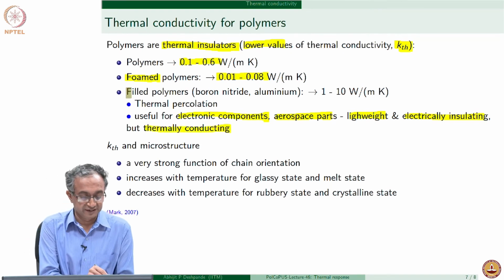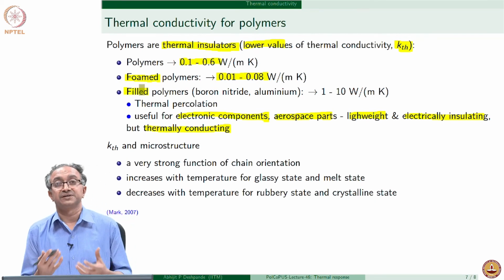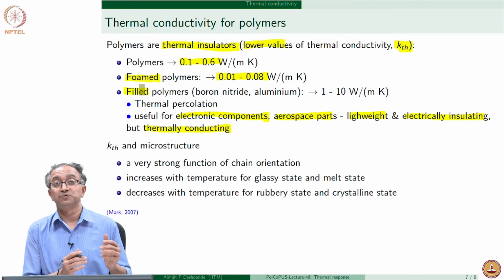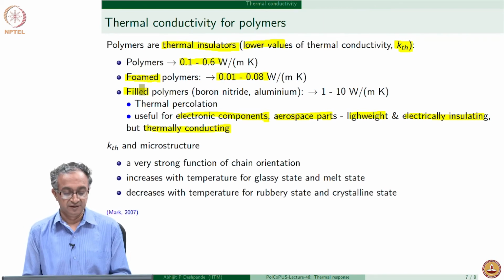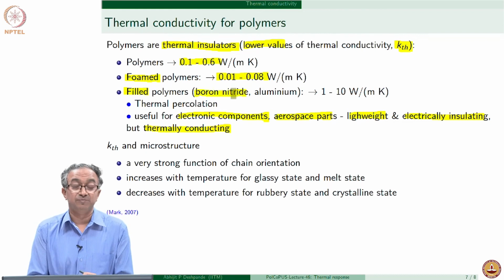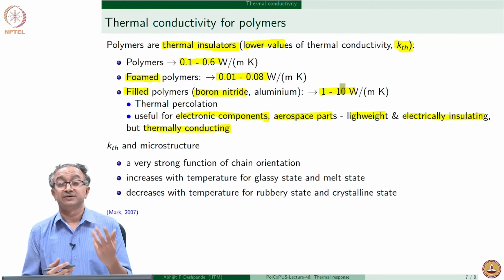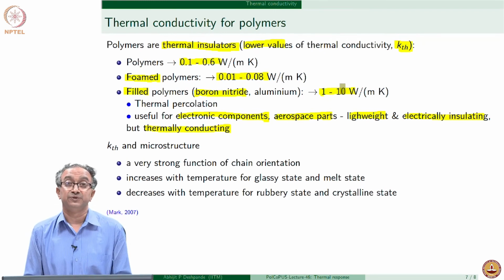So, for such materials we can prepare a composite, as we have seen, because composites can be prepared not only to improve mechanical performance, but to induce a property which otherwise was not there. So, fillers like boron nitride or aluminum can be used, and then the conductivity can be one or two orders of magnitude higher than the conductivity of the polymers.